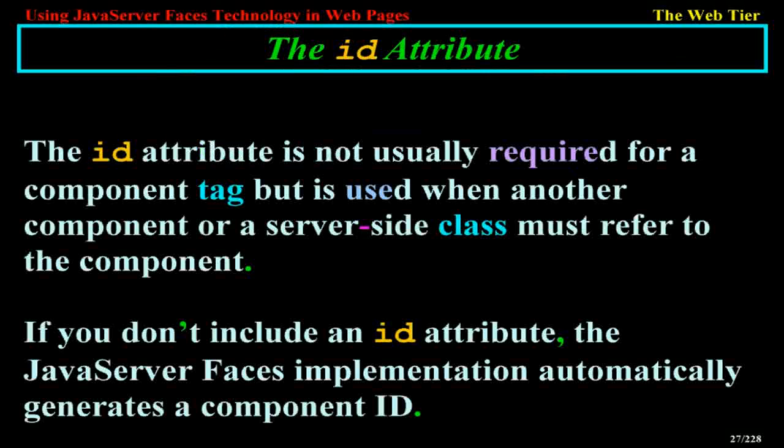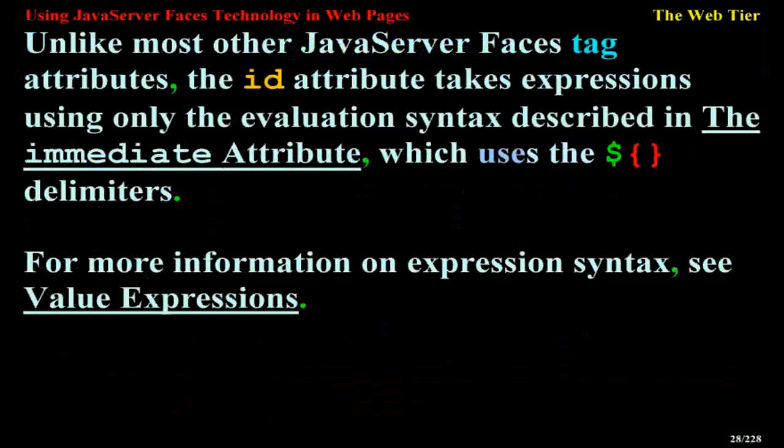The id attribute. The id attribute is not usually required for a component tag but is used when another component or a server-side class must refer to the component. If you don't include an id attribute, the JavaServer Faces implementation automatically generates a component id. Unlike most other JavaServer Faces tag attributes, the id attribute takes expressions using only the evaluation syntax described in the immediate attribute, which uses the $ delimiters. For more information on expression syntax, see Value Expressions.